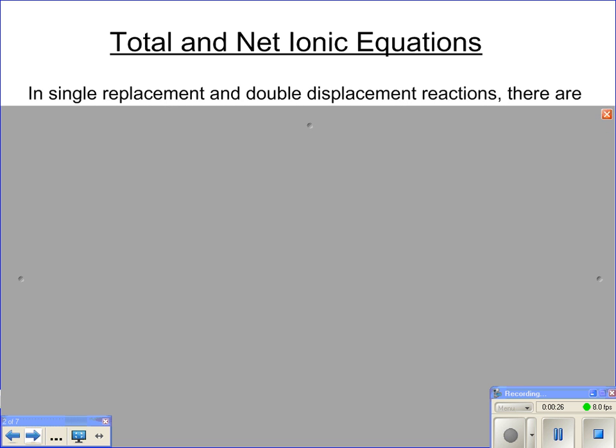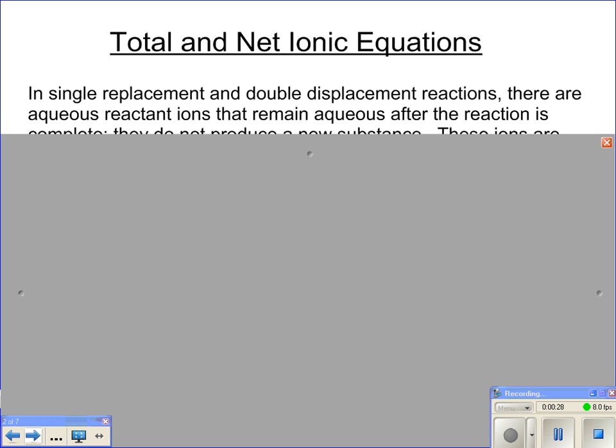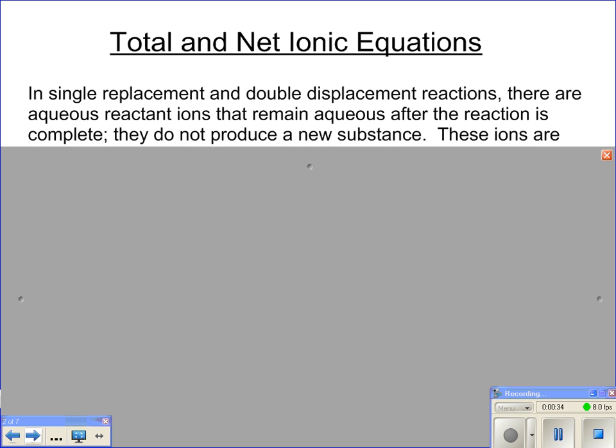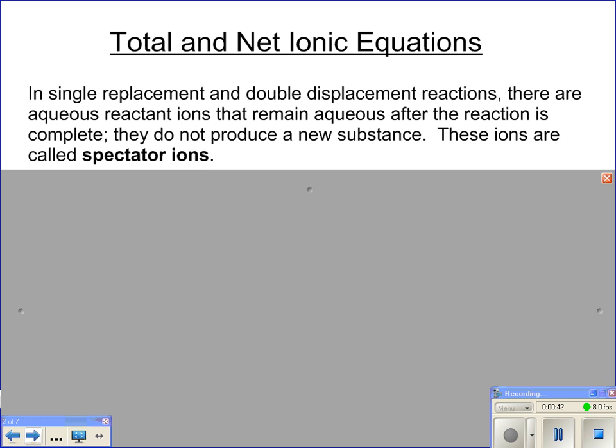In single replacement and double displacement reactions, there are aqueous reactant ions that remain aqueous after the reaction is complete. In other words, they are not changed in any way. There's no new substance that's produced. These specific ions that don't undergo a change are called spectator ions. And that's a new definition for you to be familiar with.